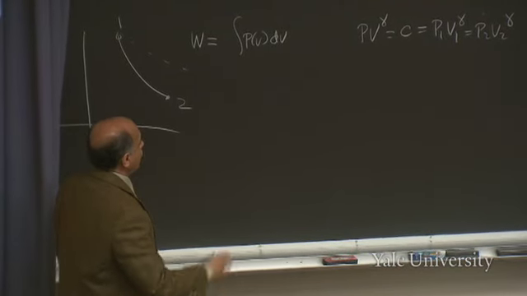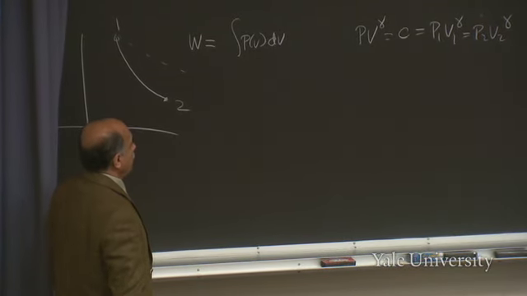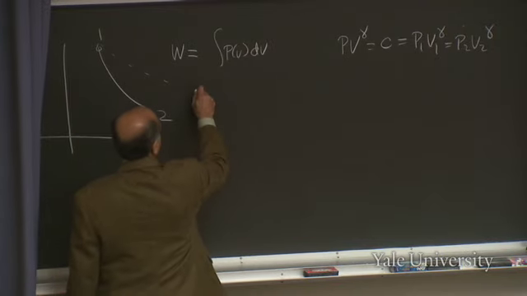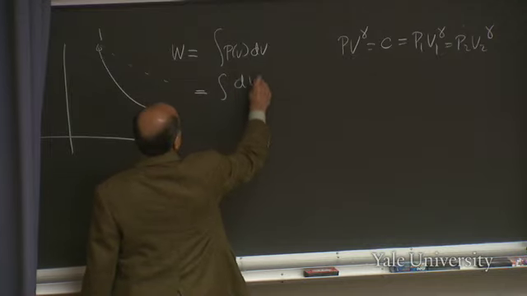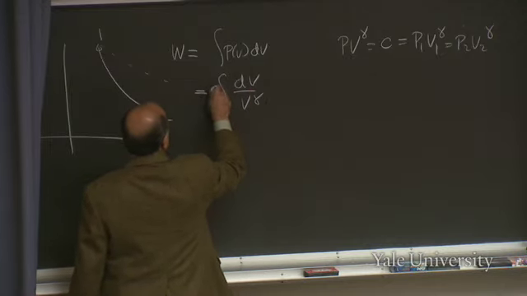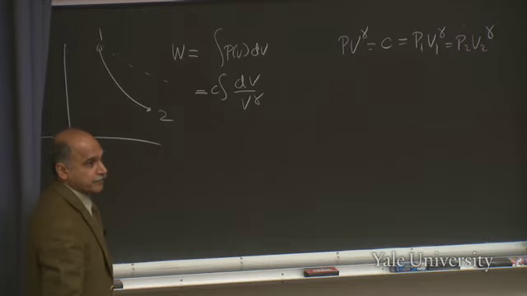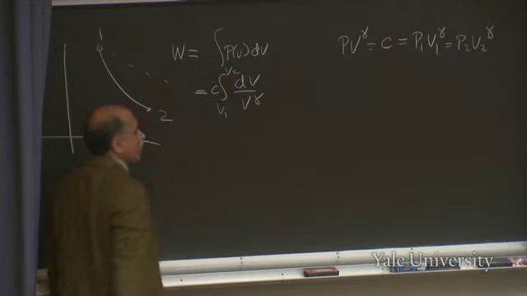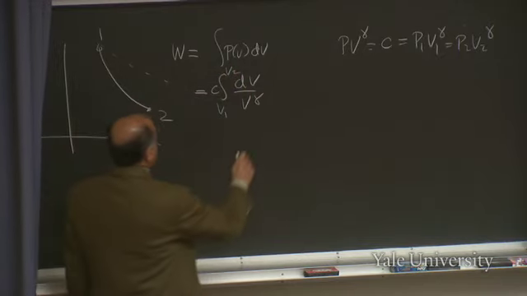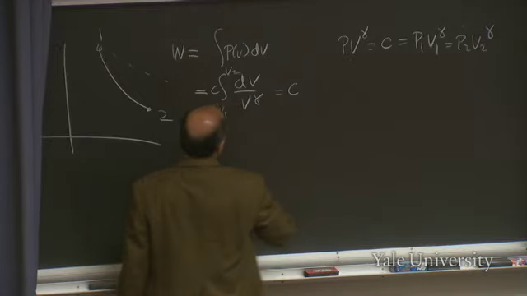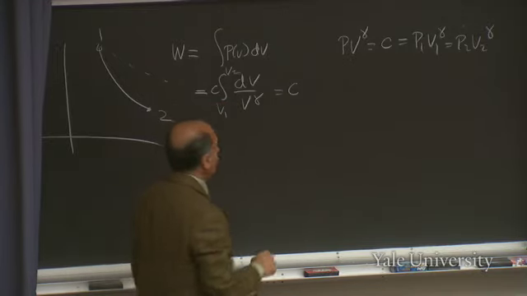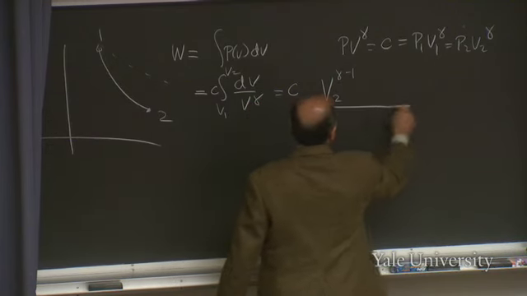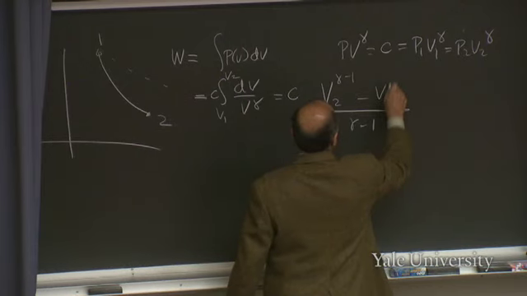It's convenient to call that invariant product of P V raised to gamma as C, because then we can do the integral as dV over V to the gamma with a constant C here from V1 to V2. And this is a pretty simple integral. You guys know that the x to the n integral is x to the n plus 1 over n plus 1, so V to the gamma minus 1 over gamma minus 1.